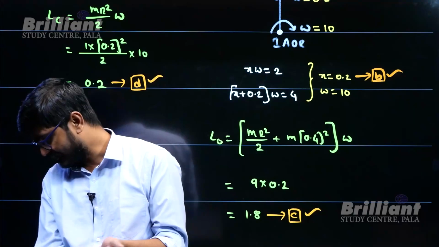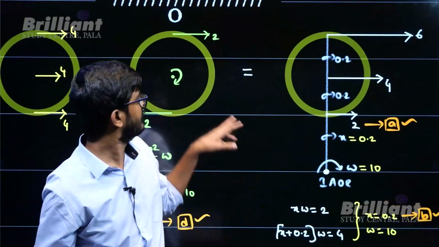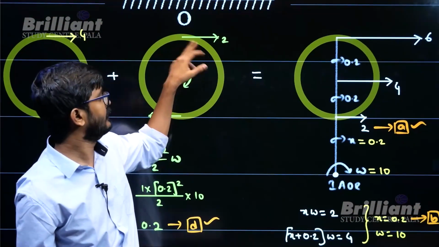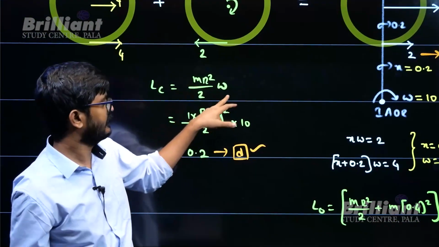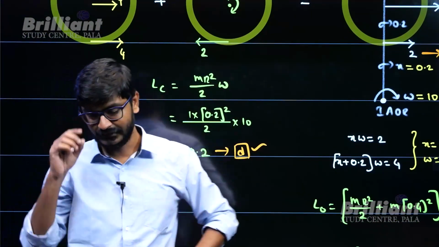Now angular momentum of the disc about the center of mass. Angular momentum of the disc about the center of mass is mr square by 2 into omega. That will give you option D.